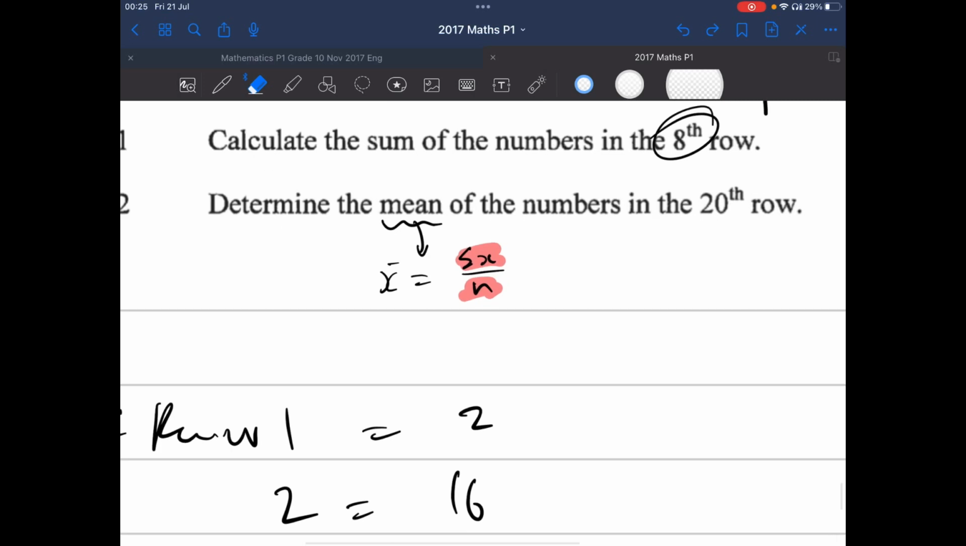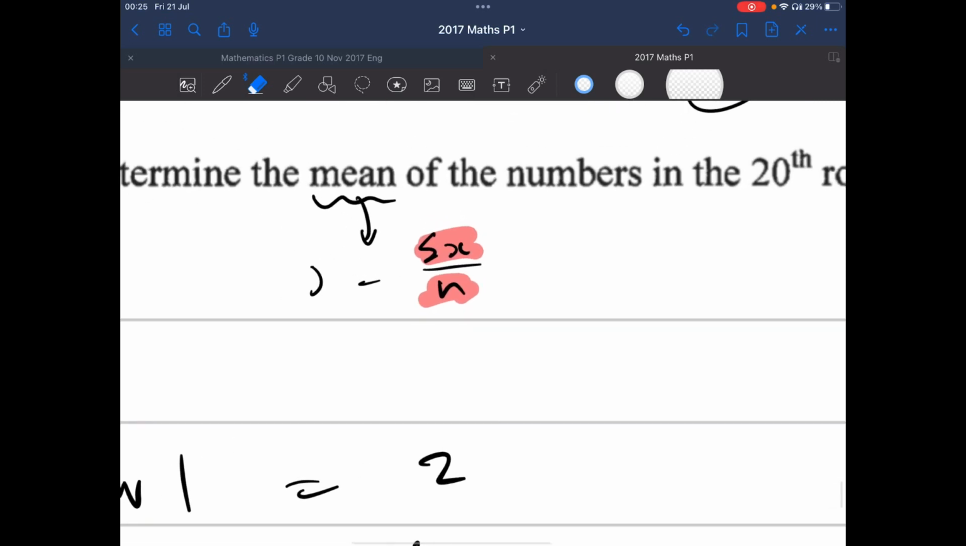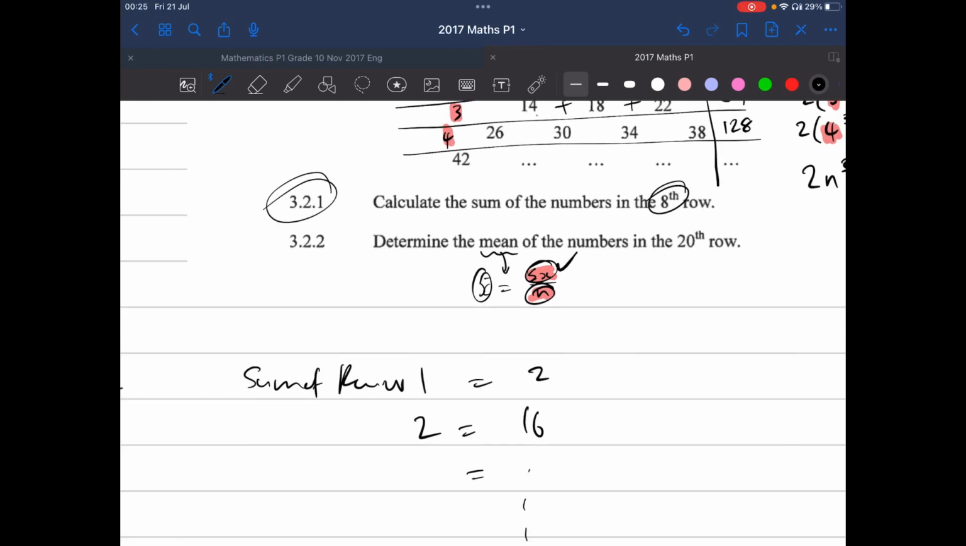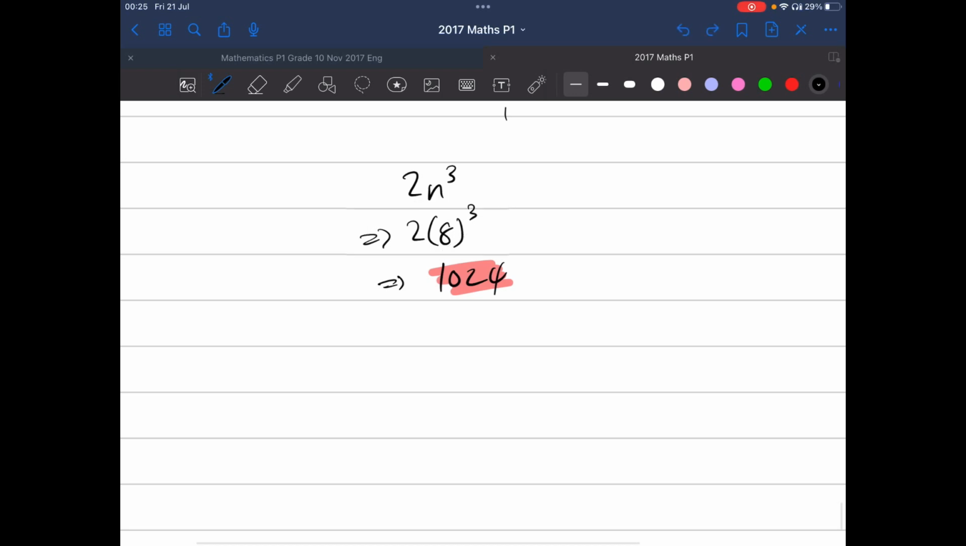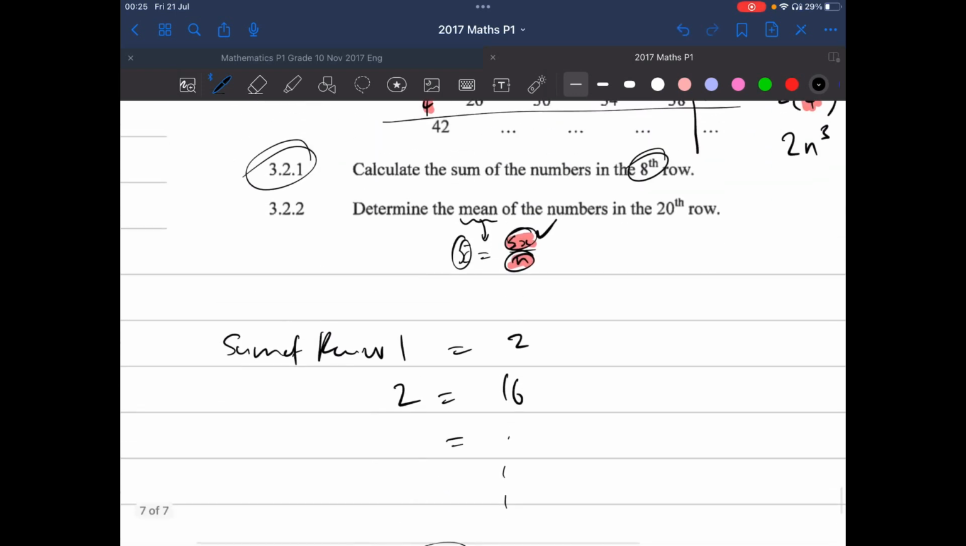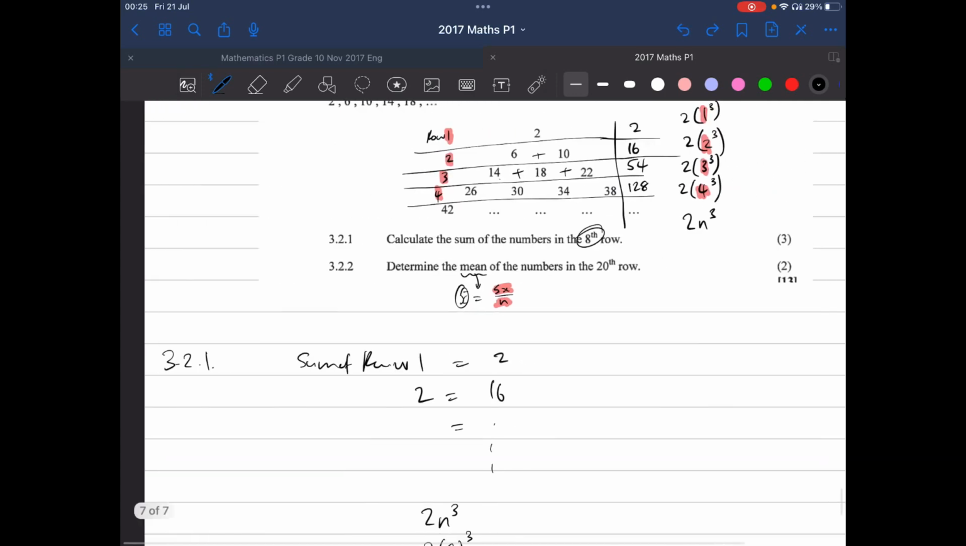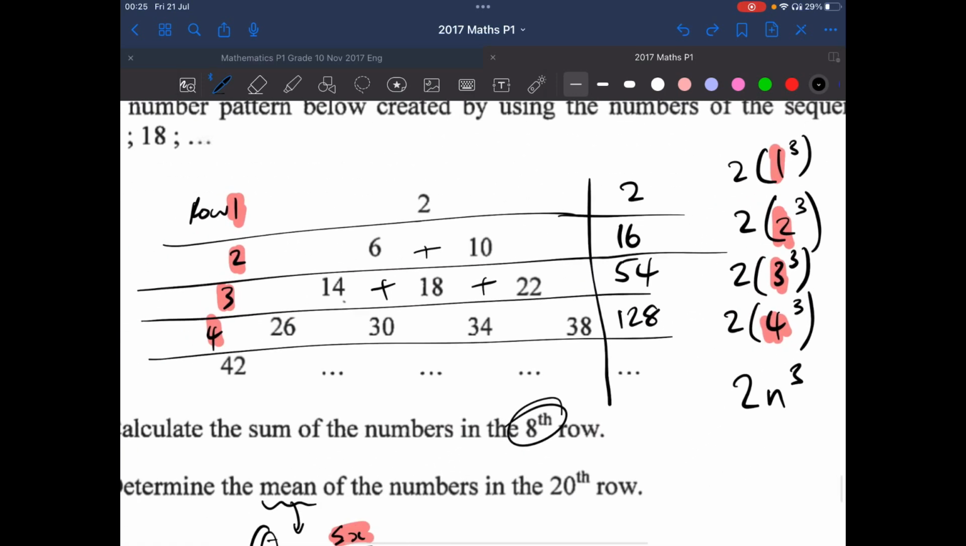Let's keep that there so I can explain something. If you look at this here now, to get the mean, we need the sum of the row and also the number of numbers in that row. So we know how to get this here, that's what we did in 3.2.1. We found this equation, so we'll be able to find the sum. What about the number of numbers in each row? Well, if you look at it, it just goes up by the row number. So row 1 has 1 number, row 2 has 2, 3 has 3, 4 has 4, and so on.